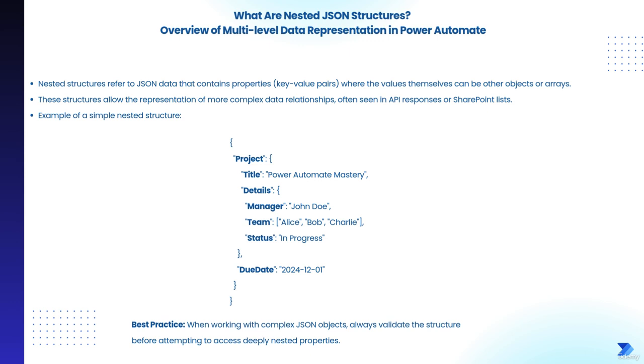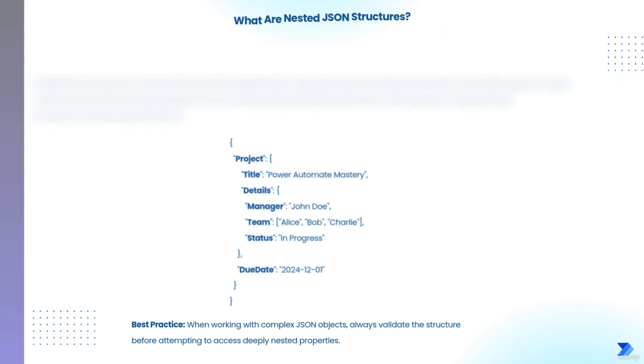Best practice: when working with complex JSON objects, it's always a good idea to validate the structure beforehand. This way, you can ensure that you're accessing the right properties without causing errors.